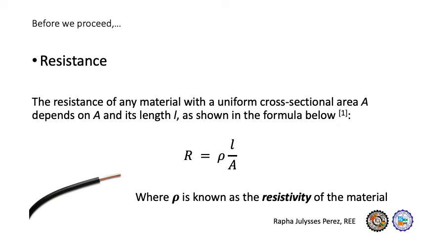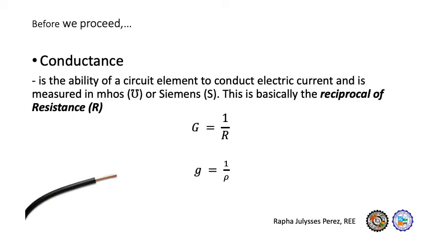But the physical measurements of the wire itself aren't the only factor that affects our resistance. There is also this rho, also known as the resistivity of the material, that we need to consider, and I will discuss that 2 slides from now. But before that, I would also like to discuss what conductance is. Conductance is the ability of a circuit element to conduct electric current, hence the term conductance. And this is measured in mhos, or just an inverse of ohms.